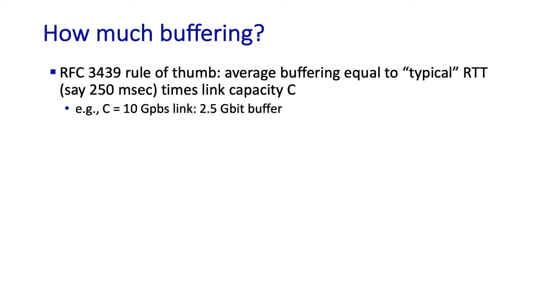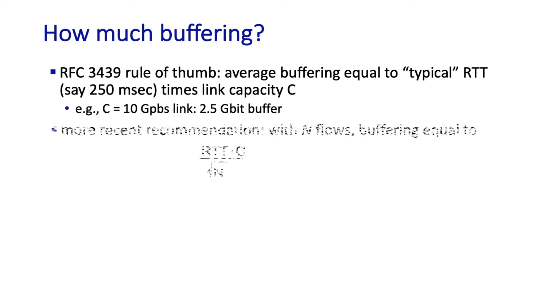There are some recommendations. You could take a look at RFC 3439 and find a rule of thumb that says the amount of buffering should equal a typical RTT, say a couple hundred milliseconds, times the output link capacity. There's also been more recent theoretical research that assumes that transport layer senders are generally independent of each other and recommends dividing the RFC 3439 amount of buffering by the square root of n, where n is the number of flows crossing the link, and that's a lot less buffering.